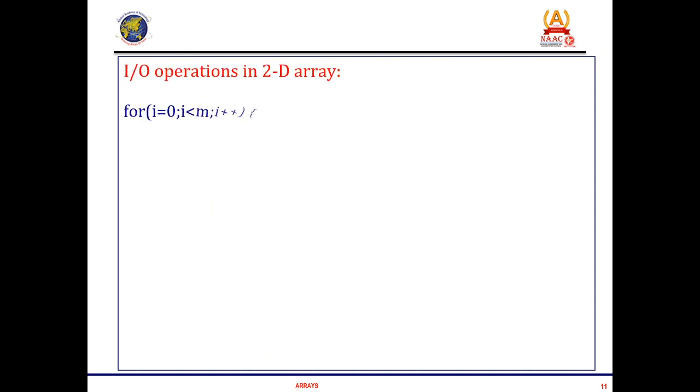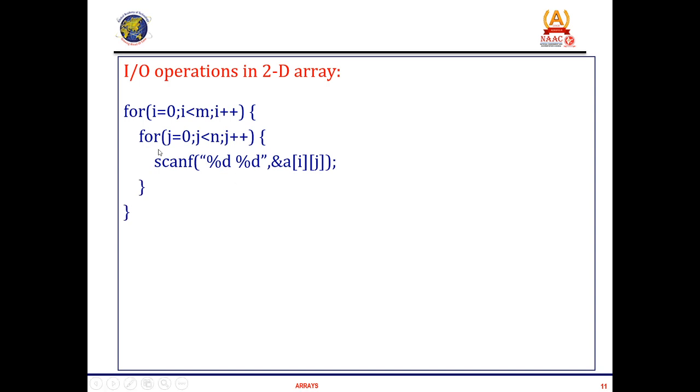Now, having known that, let us see how I/O operations are carried out in a two-dimensional array. That means, how can I read the elements in a two-dimensional array and how can I get the output on the screen in case of a two-dimensional array. So I have two for loops, right? The outer for loop takes care of one dimension and the inner for loop takes care of the other dimension. You will come across these types of statements in most of the matrix applications.